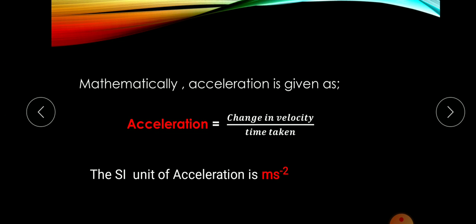We can write mathematically: acceleration is equal to change in velocity divided by time taken. And the SI unit of acceleration is meter per second square. What is the SI unit of velocity? It is meter per second. Meter per second divided by second. So, m s raised to minus 2 is the SI unit of acceleration.